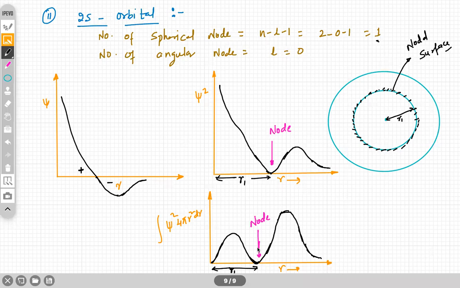No, psi squared cannot be negative. That's why we are not drawing the graph below the axis here. Negative probability does not make any sense, correct? And that is the reason we have taken psi square here. We have drawn it, but this negative part in terms of probability does not make any sense. That is why we have taken psi square, so that whatever is negative becomes positive like this.